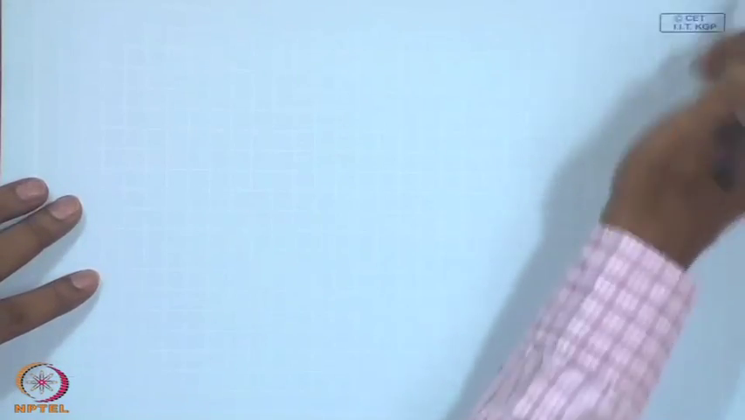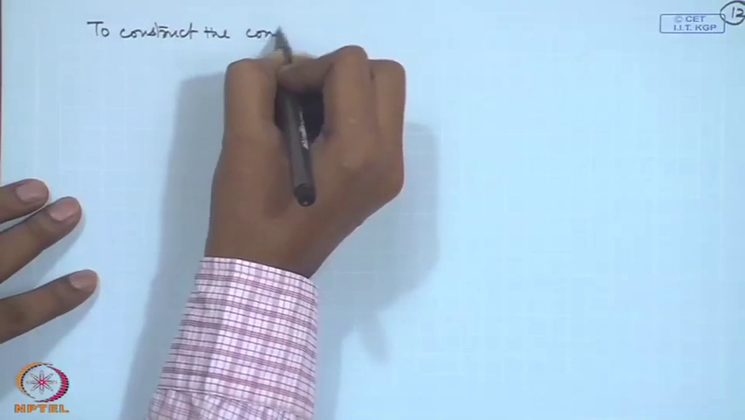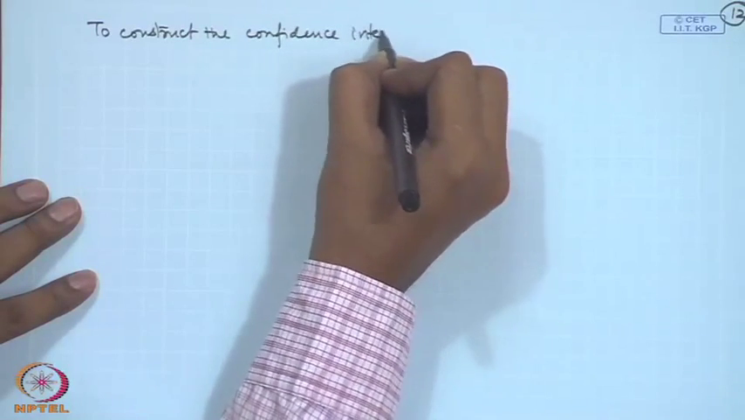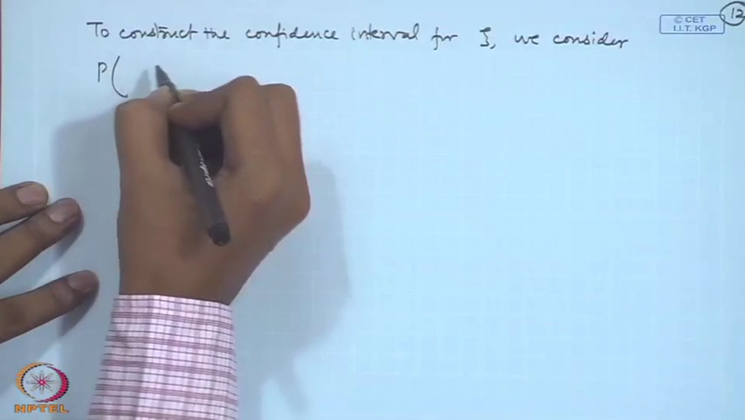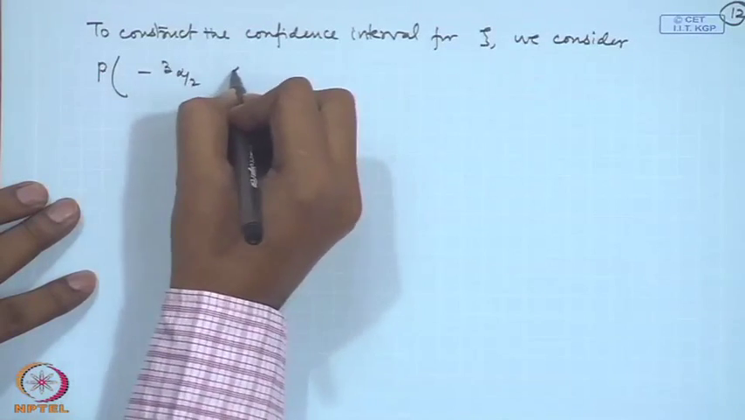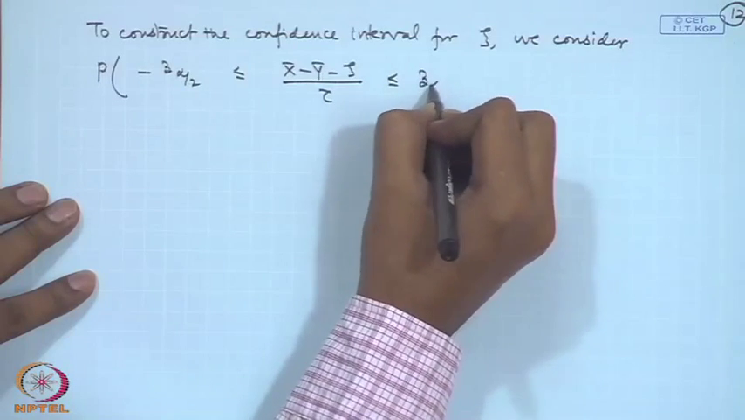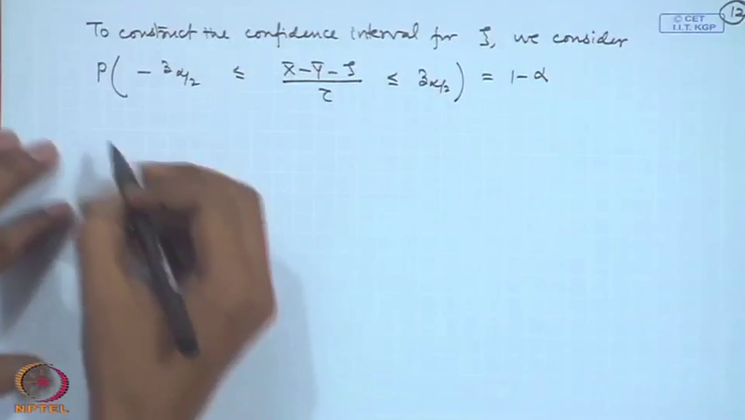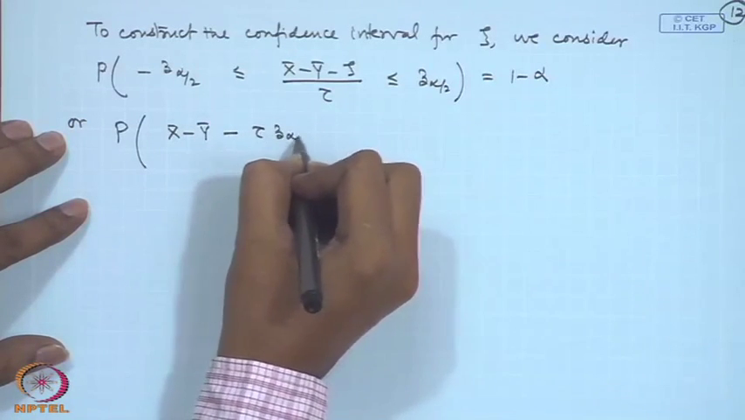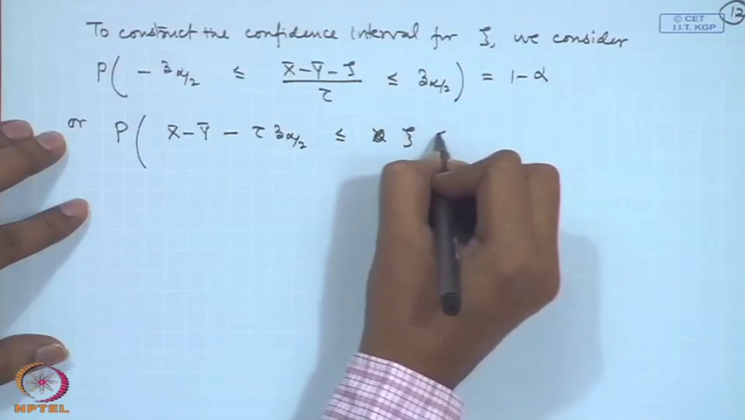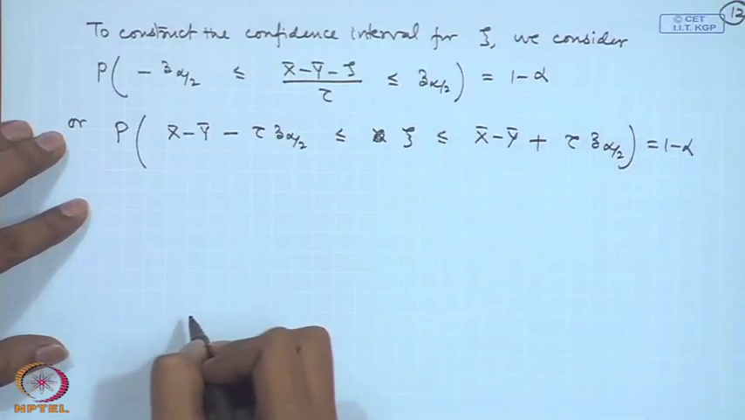So, to construct the confidence interval for xi, we consider the probability of minus z alpha by 2 less than or equal to x bar minus y bar minus xi divided by tau less than or equal to z alpha by 2, that is equal to 1 minus alpha, which is equivalent to saying x bar minus y bar minus tau z alpha by 2 less than or equal to xi less than or equal to x bar minus y bar plus tau z alpha by 2, that is equal to 1 minus alpha.